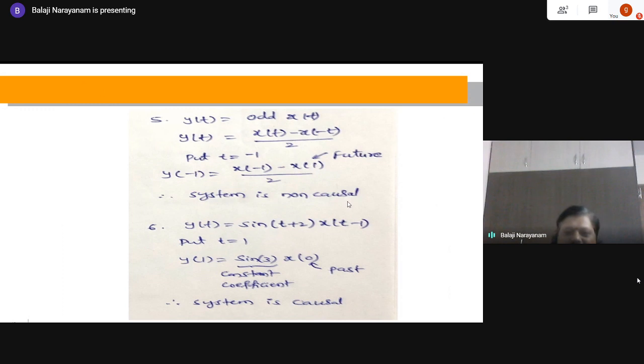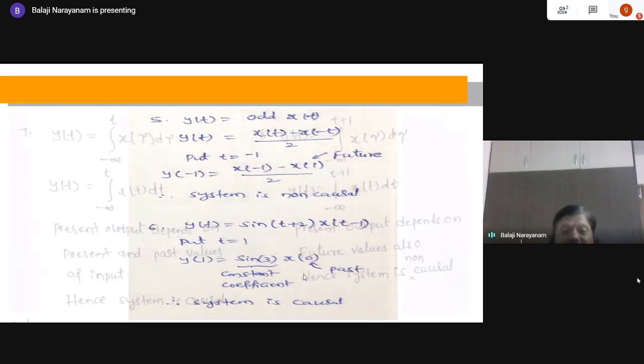You observe here, though in the sine function you have t plus 2, because you are computing that numerical value by substituting, it will result in a numerical value. Hence you need not worry whether it is causal or non-causal, and you need not get confused. It is a clear case of a causal system.